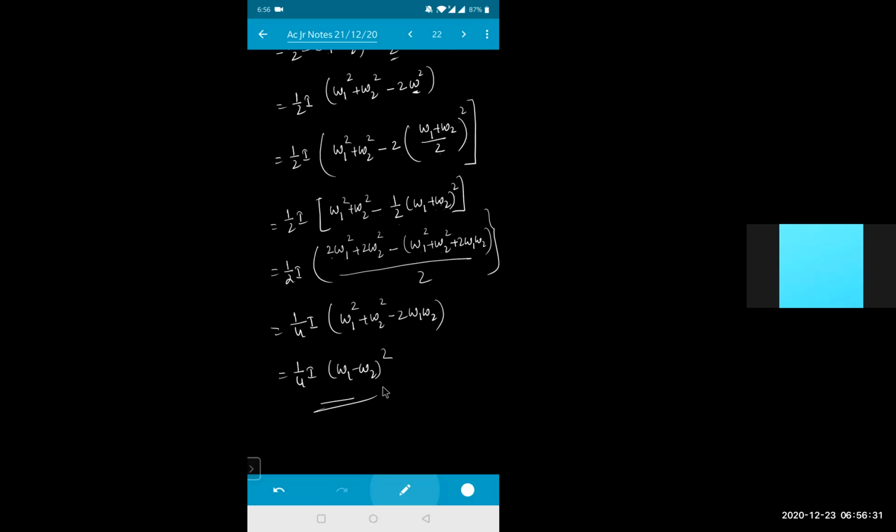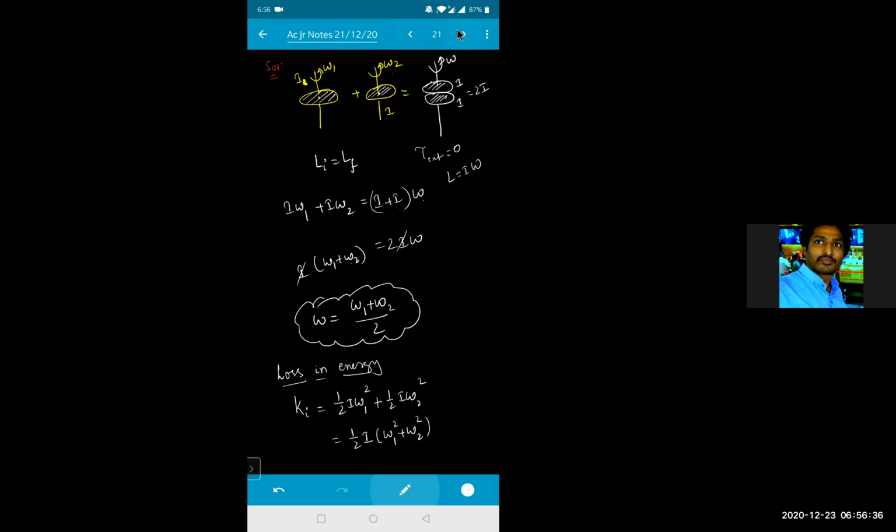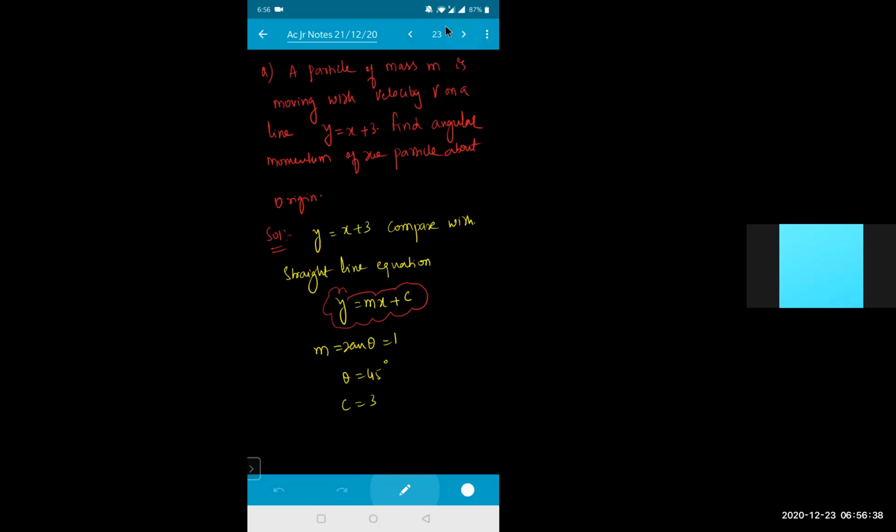A little bit of mathematical calculation has been required, but otherwise the problem is a good type of question. So I hope you can do such types of questions.